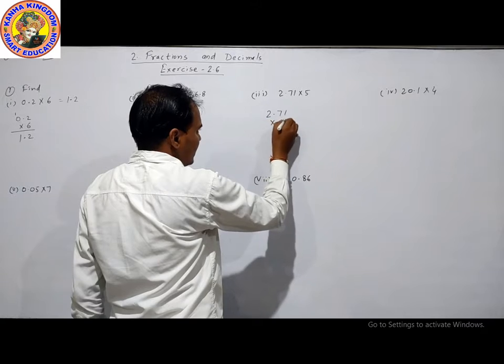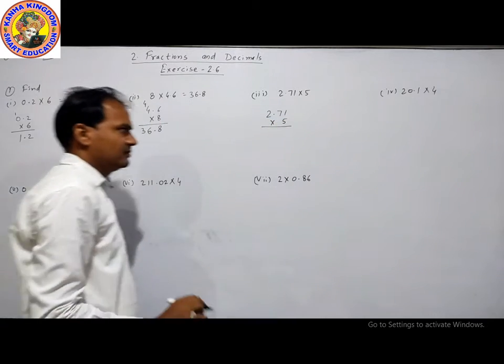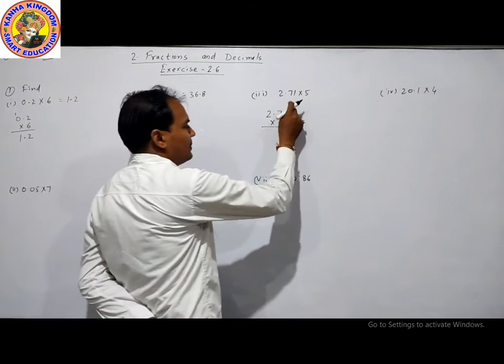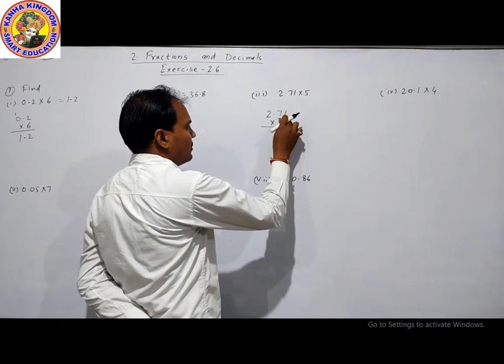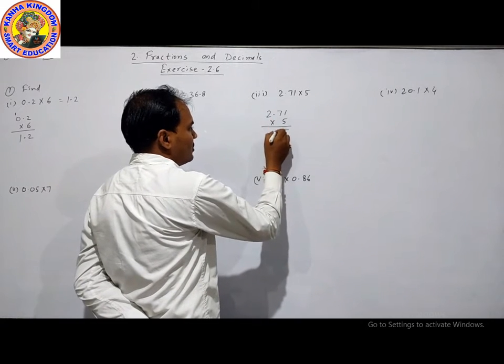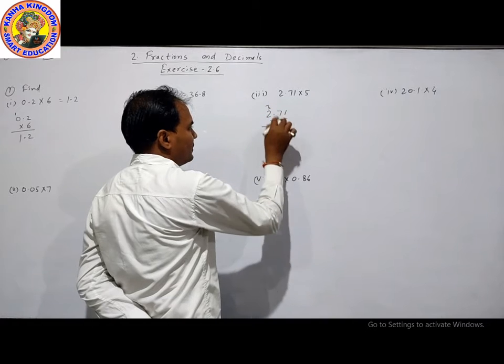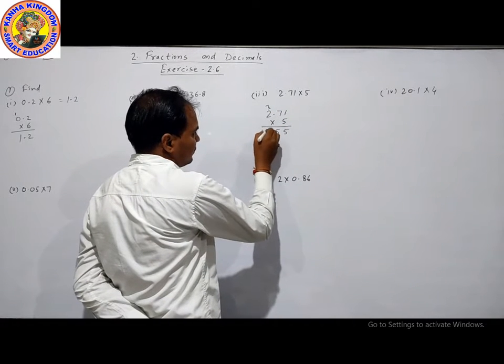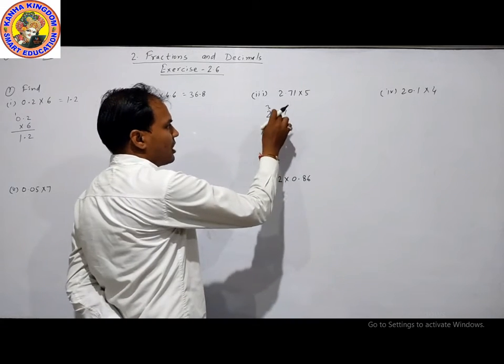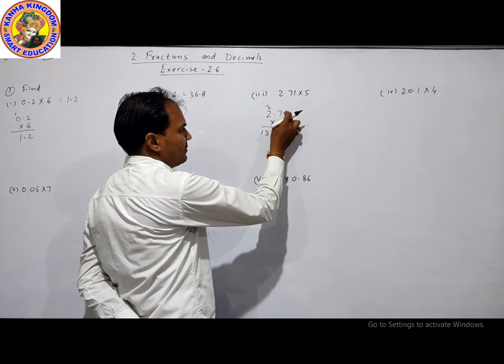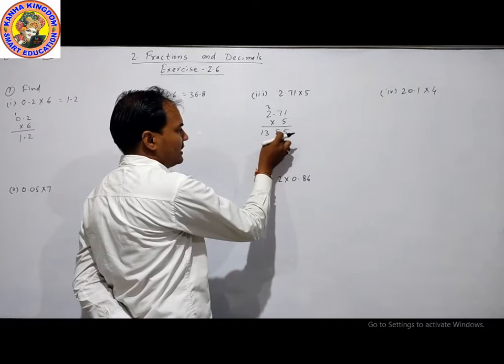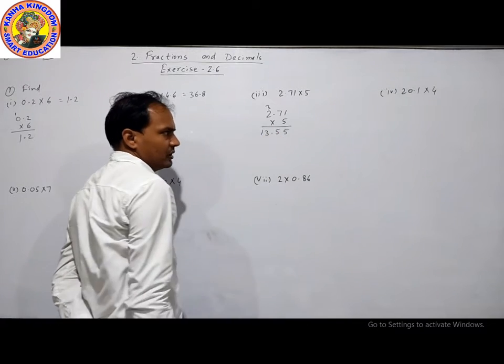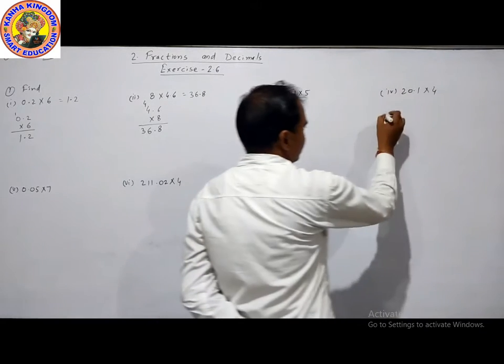2.71 multiply by 5. Now 5 into 1, 5. 5 into 7, 35. 5 into 2, 10. 10 plus 3, 13. Now counting of decimal places from here, 1 and 2, so the decimal point goes here.